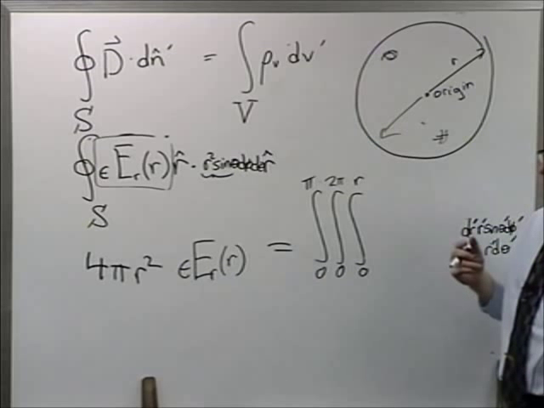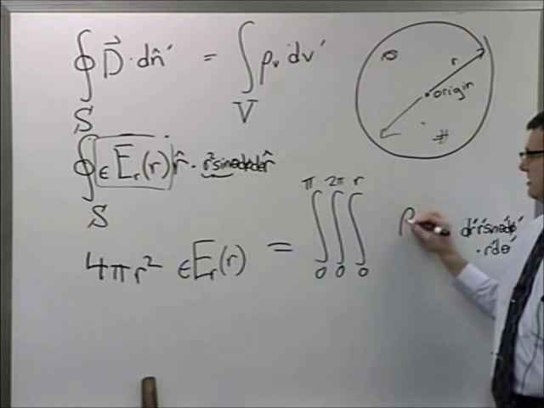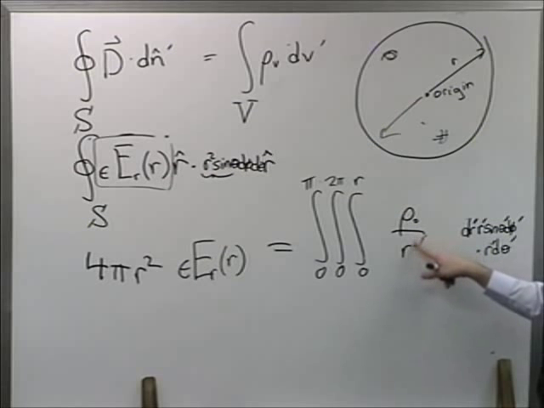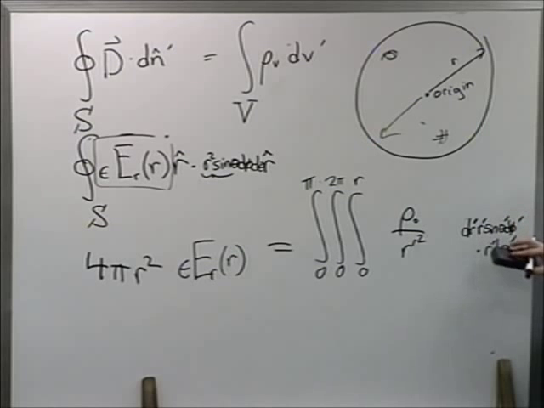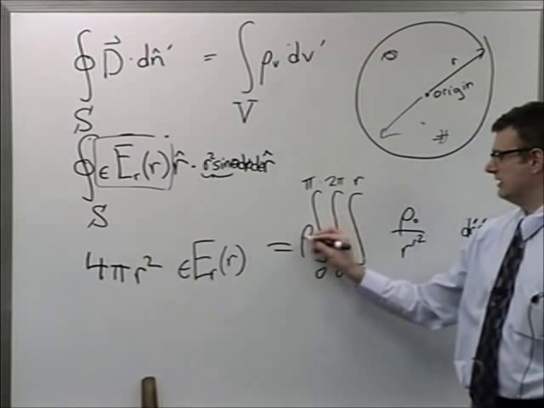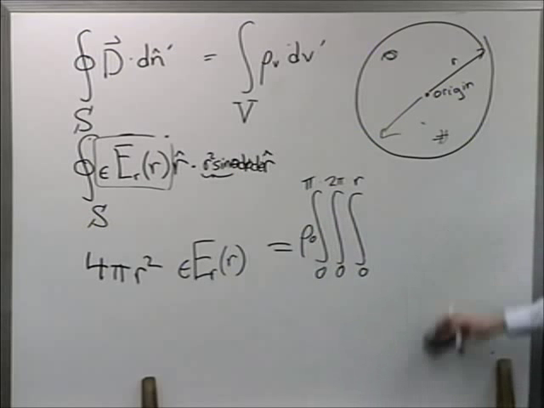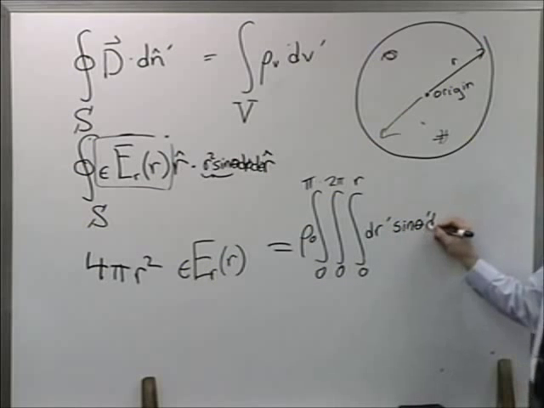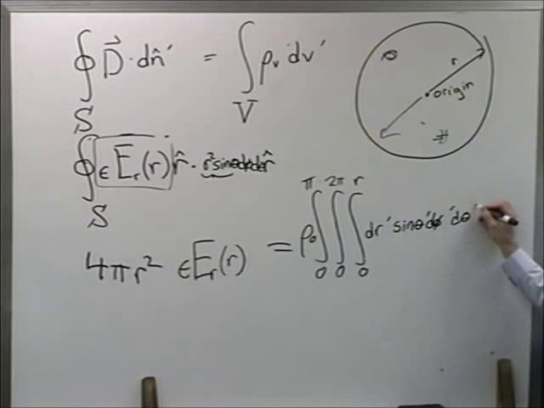And of course, what am I integrating? Charge. And unlike all the other problems that I've given you so far, I gave you one with a non-uniform charge density. So I've got this r prime squared. Okay. Well, let's go ahead and solve this. R prime squared cancels with these two r's here, and I can take this rho naught as a constant outside the integral. So let me simplify. What's left over is dr prime sine theta prime d phi prime d theta prime.